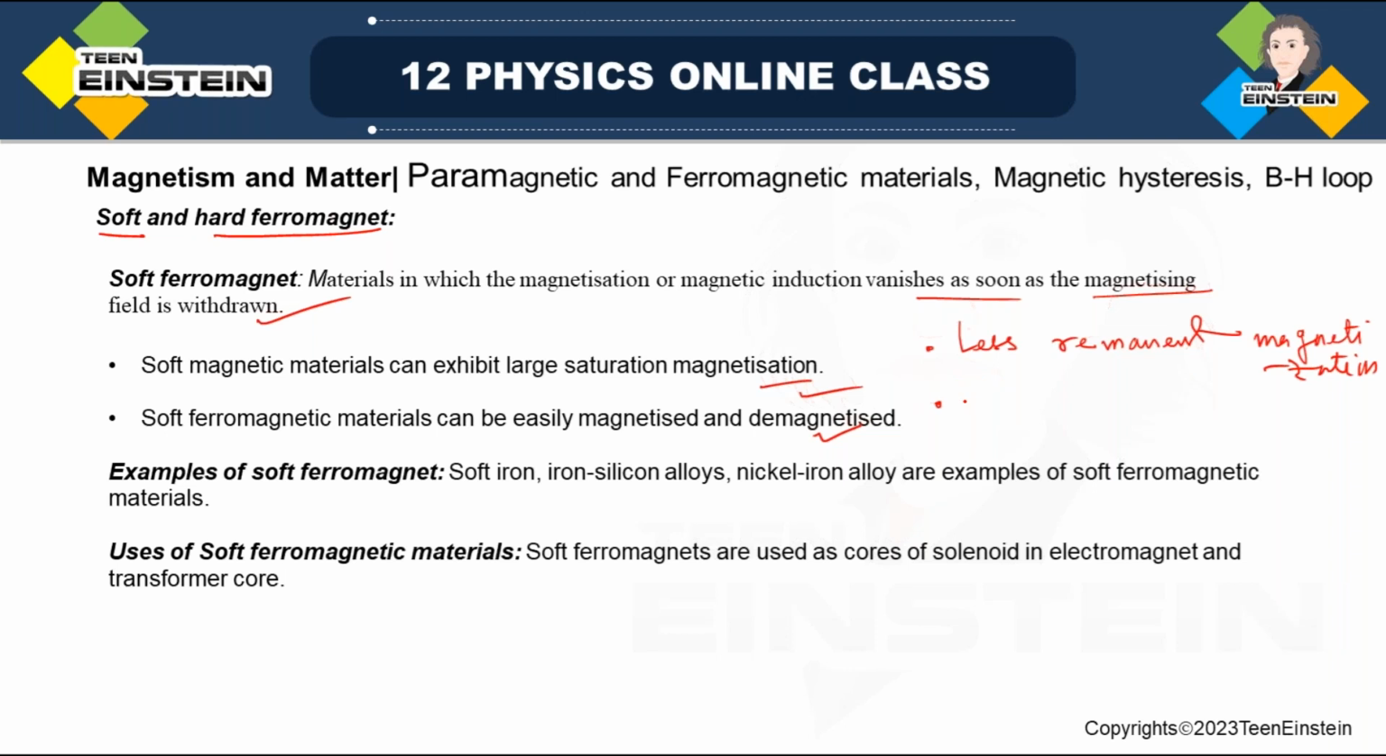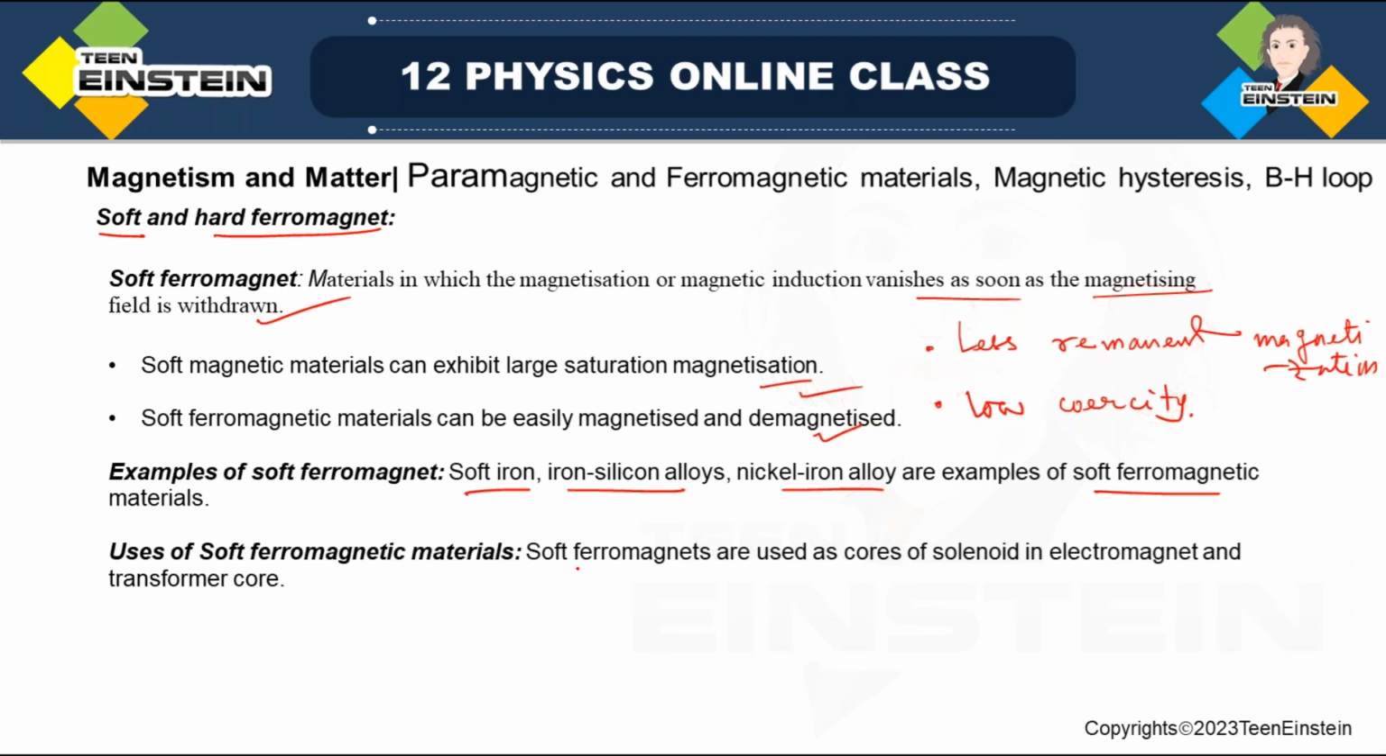The important point is that low coercivity. Examples of soft ferromagnetic materials are soft iron and some alloys like iron-silicon alloys and nickel-iron alloys. These are soft ferromagnetic materials: soft iron, iron-silicon alloys, iron-nickel alloys, etc.